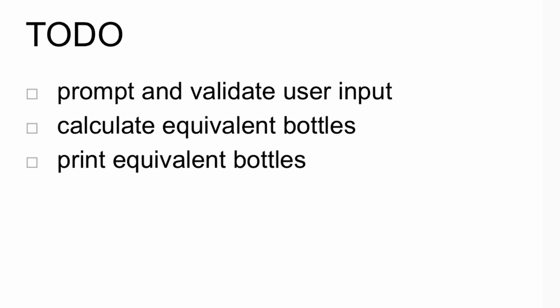First, we're going to want to prompt and then validate the input that the user gives us. Once we ensure that we have valid user input, we're going to calculate the equivalent number of bottles of water that the user had during their shower. And then we're going to tell them by printing out that number. So let's tackle our first task, prompting and validating the user input.